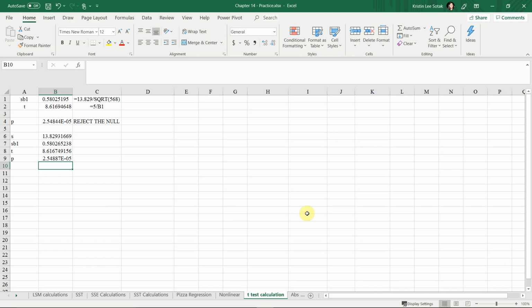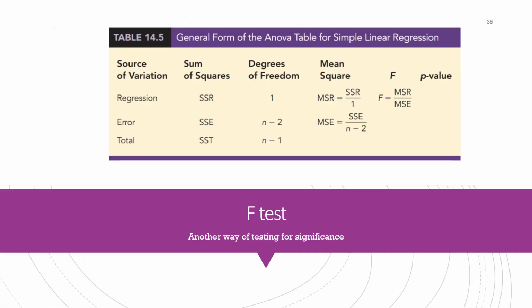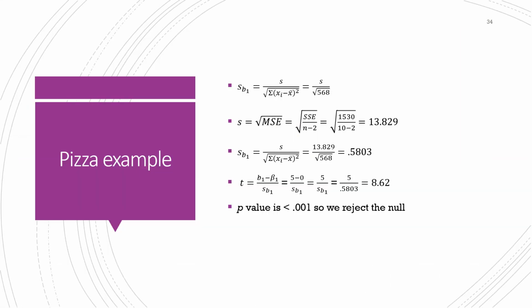And so basically what we're saying by rejecting the null is that that slope estimate of the parameter is statistically significant. It is statistically different from 0. So therefore, yes, x does have some type of association with the outcome variable y.